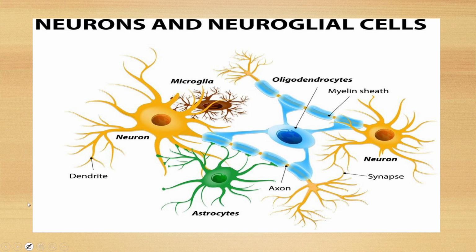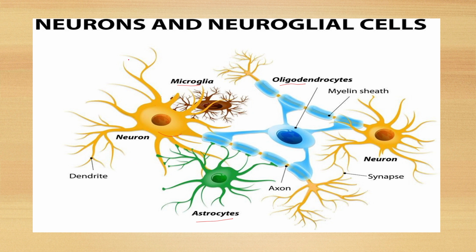You can see here, this is the neuron which consists of cell body, dendrites, axon and axonal terminals, and these axons may be myelinated and non-myelinated. So this whole part is considered as neurons, and beside this there are certain structures present along with these neurons called neuroglial cells, which may be oligodendrocytes, microglia, astrocytes. These are the neuroglial cells.